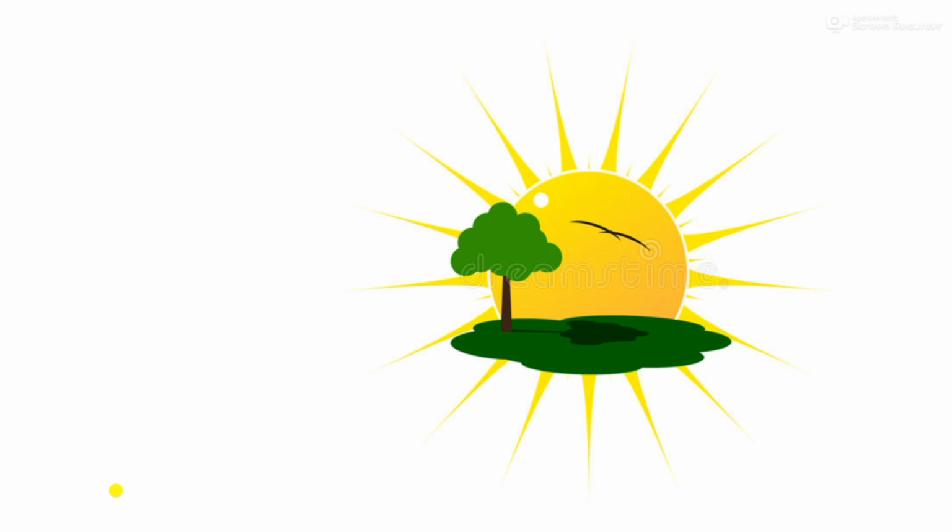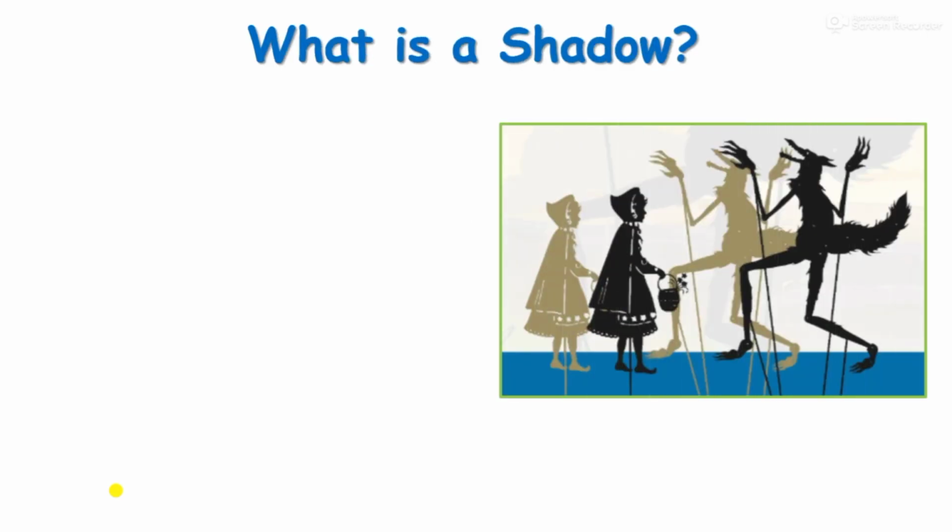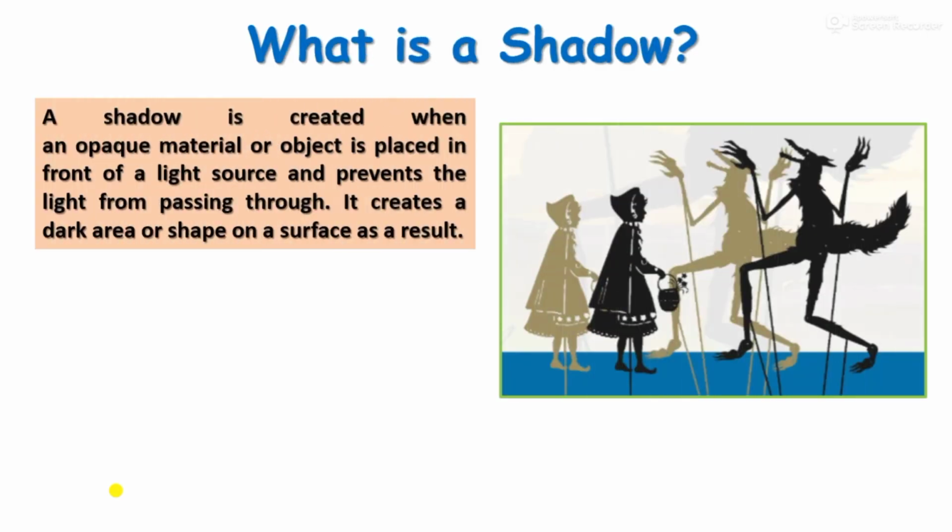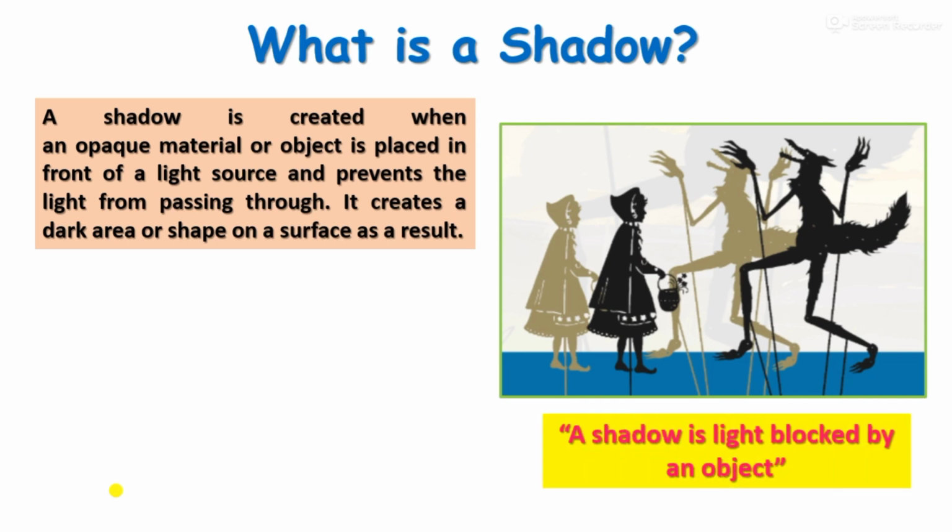What is a shadow? Let's talk about shadow formation now. So what is a shadow? A shadow is created when an opaque material or object is placed in front of a light source, and it prevents the light from passing through it. It creates a dark area or shape on the surface as a result. So we can say that a shadow is light blocked by an opaque object.